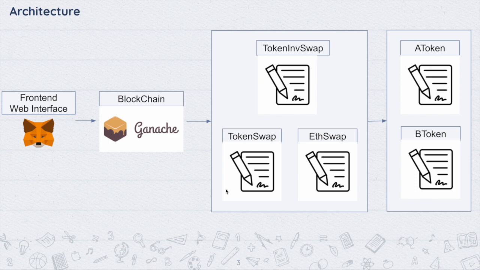ETHSwap is used to buy and sell token A and token B using Ethereum. TokenSwap is used to swap token A and token B with token A. TokenSwap Inverse is used to do the same function as TokenSwap but with the inverse rate. This first group of smart contracts will communicate with the token A and token B smart contracts for the functions transfer and approve.